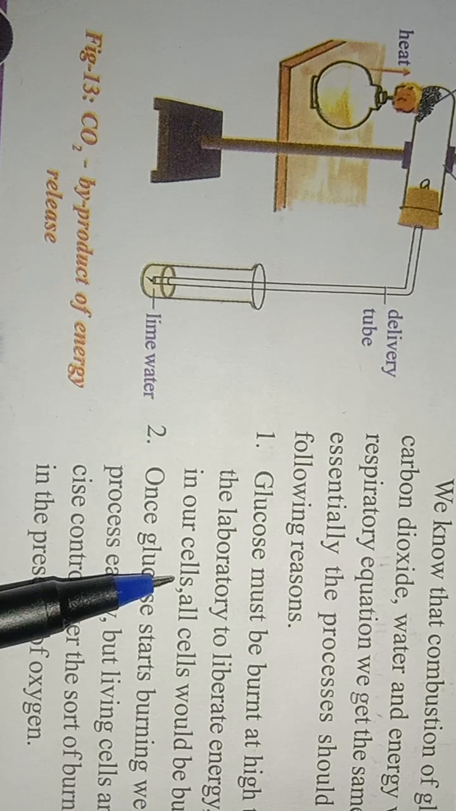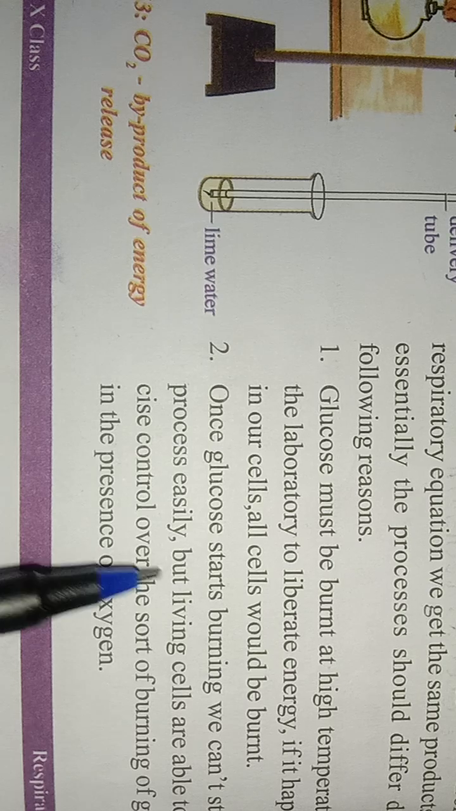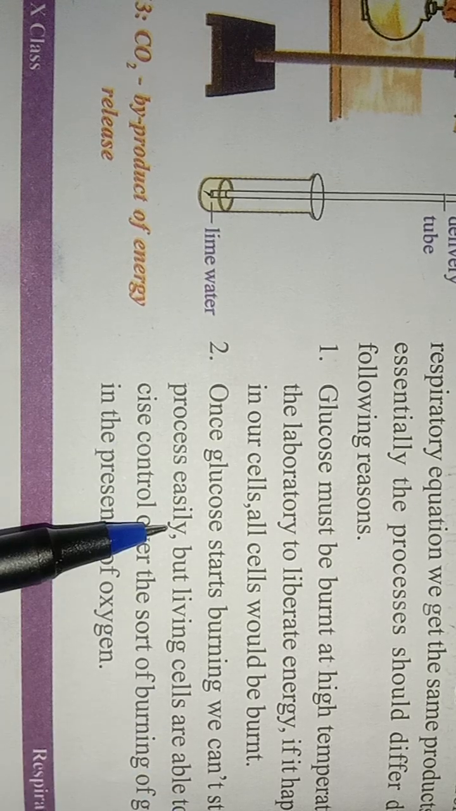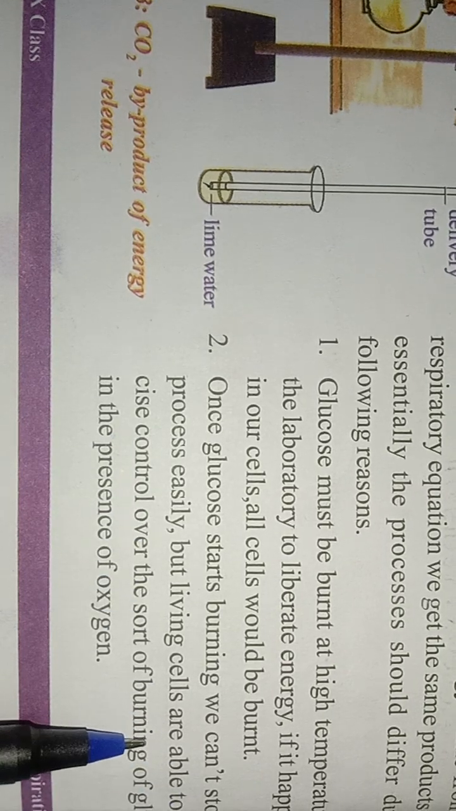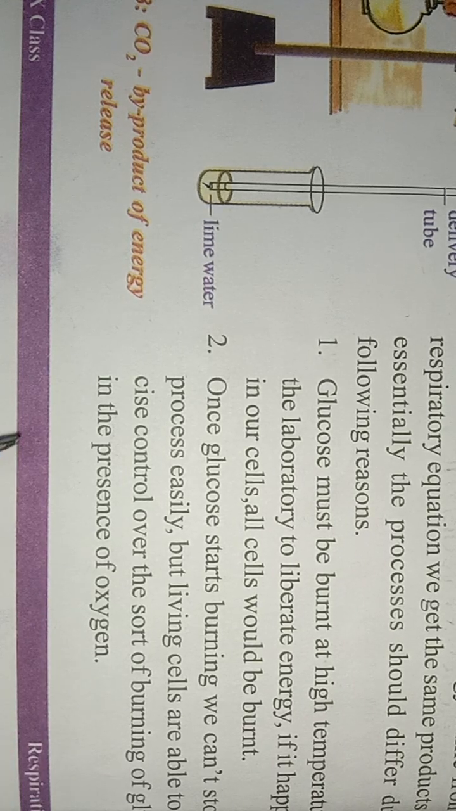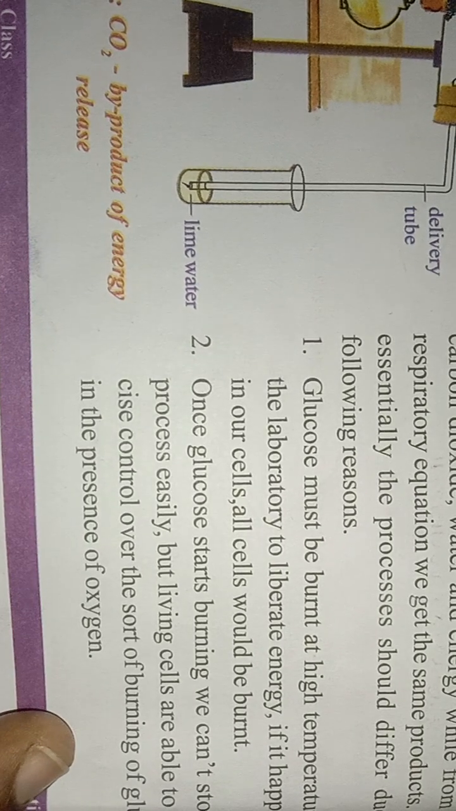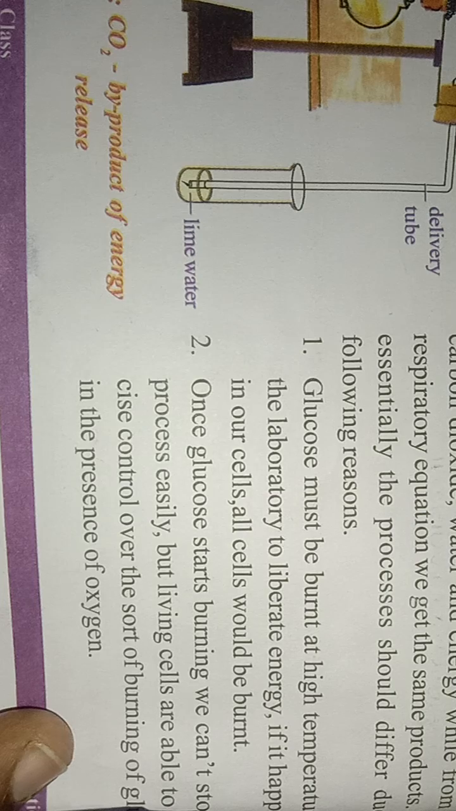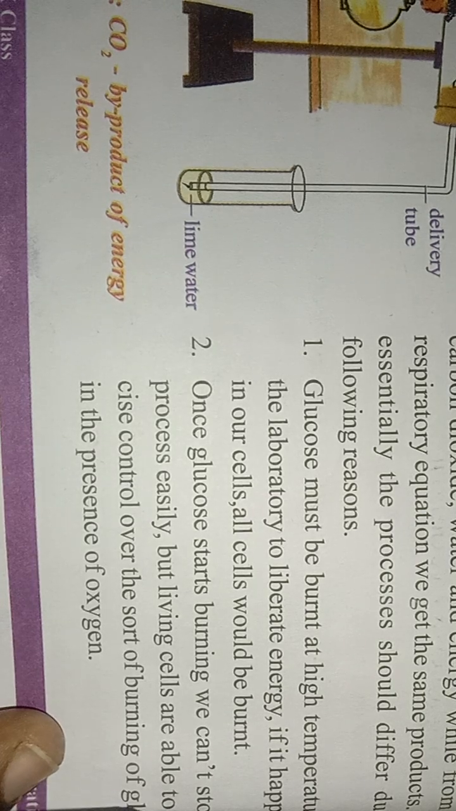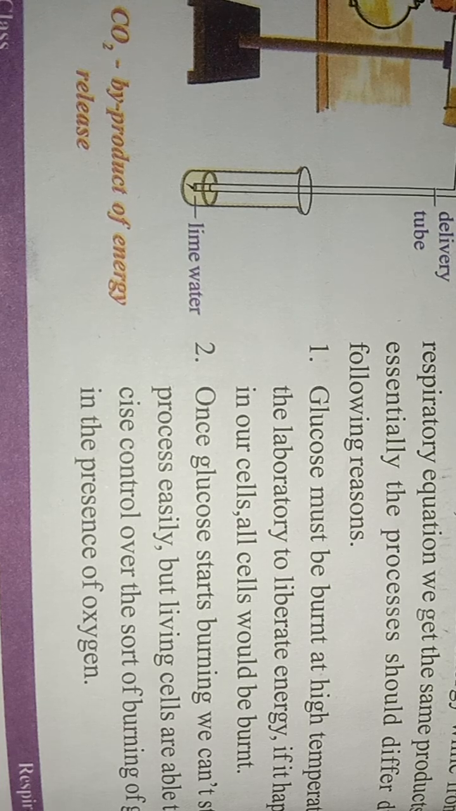It happens in our cells. If so, all cells would be burnt. Once glucose starts burning, we cannot stop the process easily. But living cells are able to exercise control over the burning of glucose in the presence of oxygen. Water normally stops combustion from taking place, while cells contain a lot of water and respiration still goes on. So with this your lesson is completed.